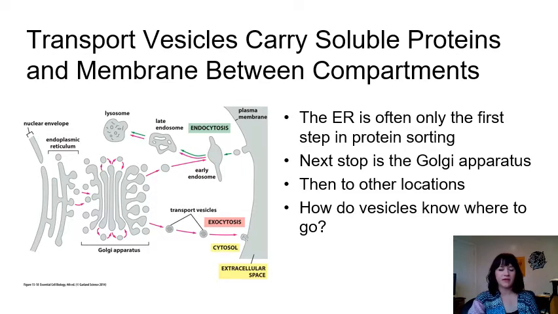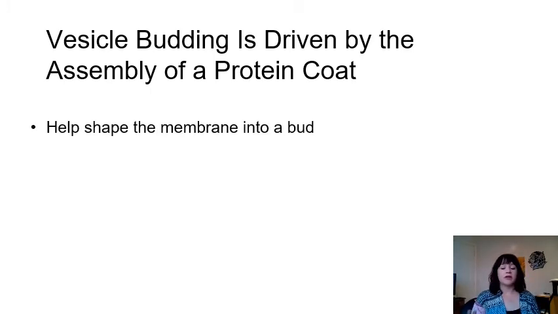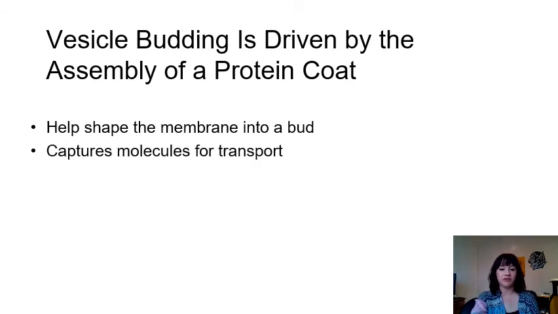Right, so how do these vesicles know where to go? How do they end up at the correct organelle? So let's talk first about how this vesicle gets made, right? So there is something called a protein coat on the surface of a vesicle when it's being made, and that helps to form the shape of this bud-like structure. And this protein coat also helps to determine what gets put into that vesicle.